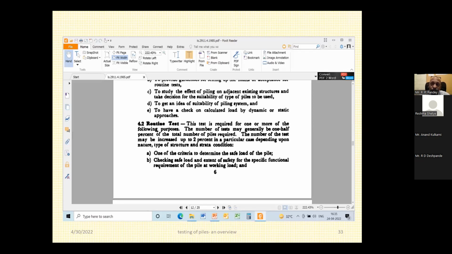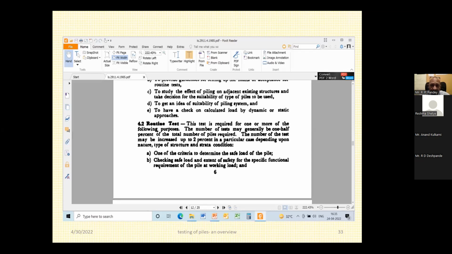Initial piles are usually exploratory piles and they are not used as working piles. Normally, in very rare cases, an initial pile is used as a routine pile, because in initial pile load tests, most of the time they are tested to destruction. Destruction doesn't mean crushing of the pile, but extra settlement.